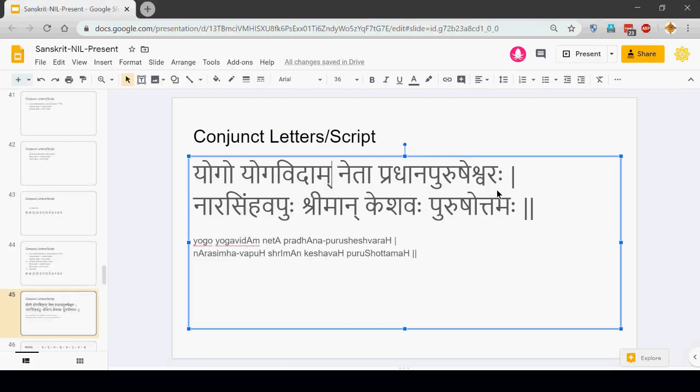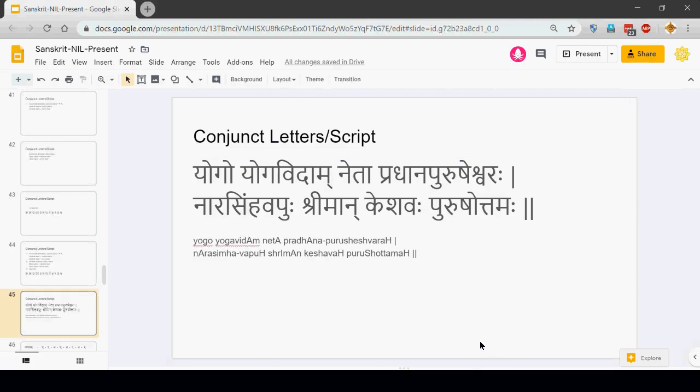Yeah. So now, yoga vidam, correct. Right. So then neta, similarly neta, not neta, neta. Yeah, neta. Yes, it's long. Then okay, then next one.